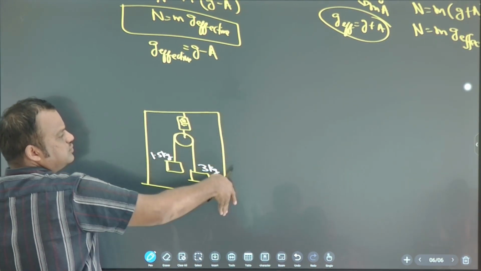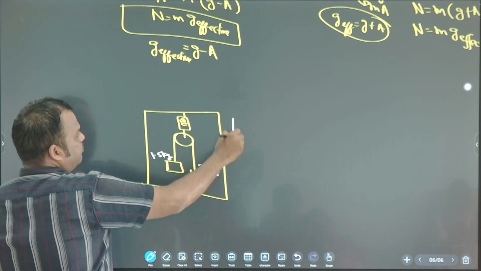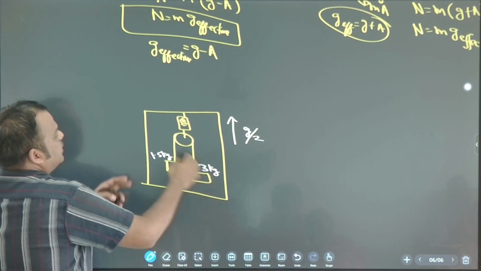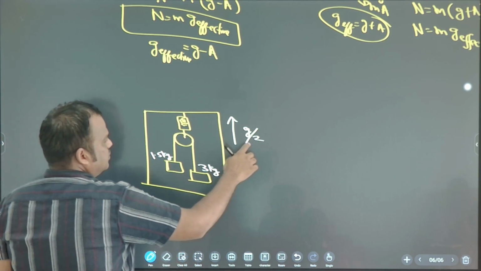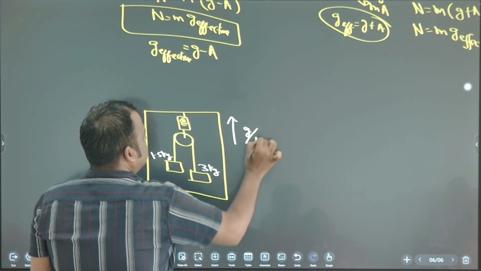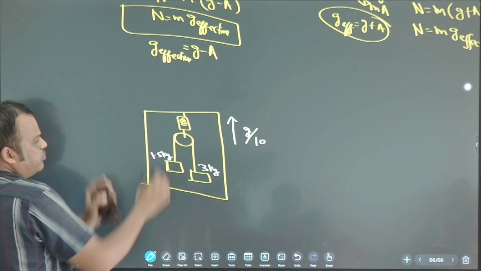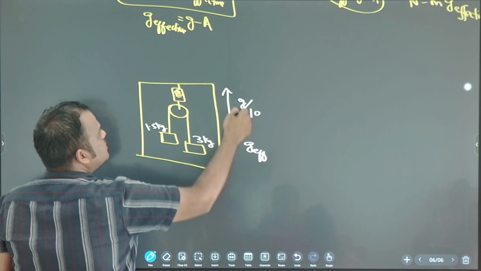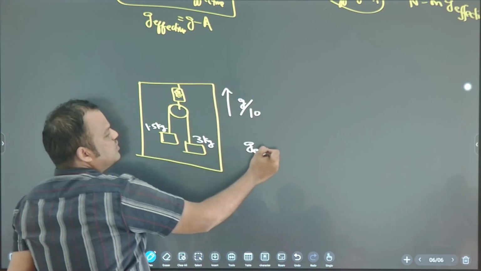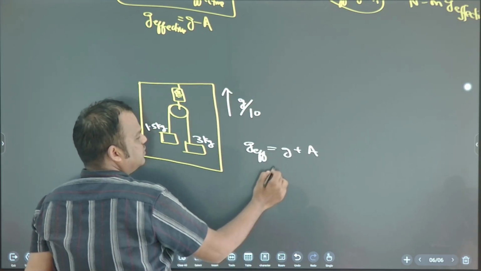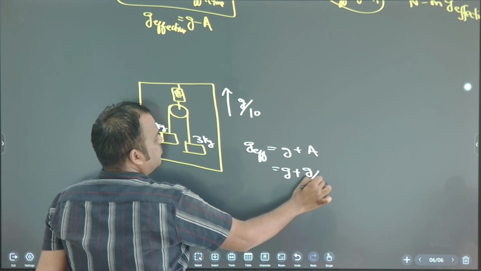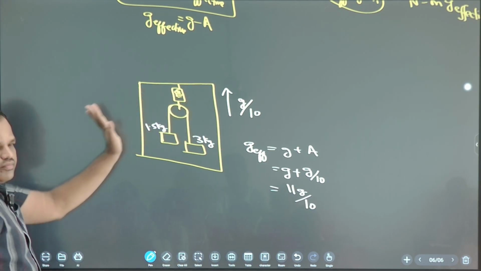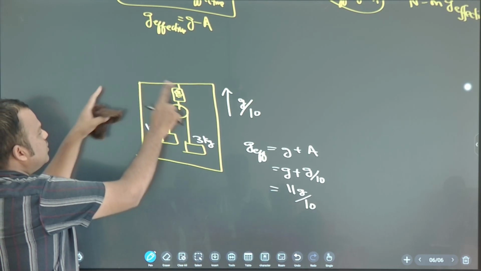Elevator is accelerating up or down? Up. What is the acceleration? G by 10. Elevator is accelerating upward. So you can take g effective, acceleration is upward. So what is g effective? G plus a. So g plus g by 10, so 11g by 10. Okay, this is the g effective. Okay, note down.